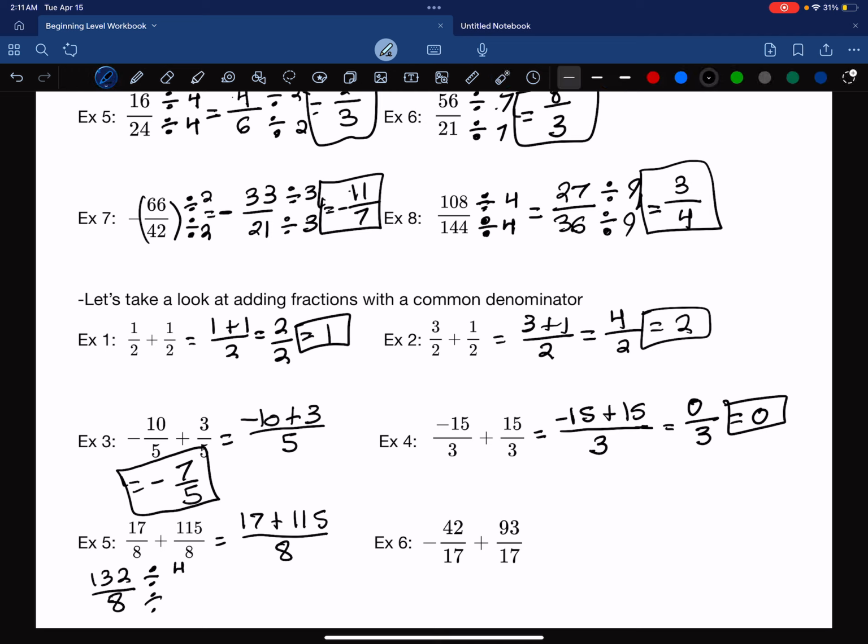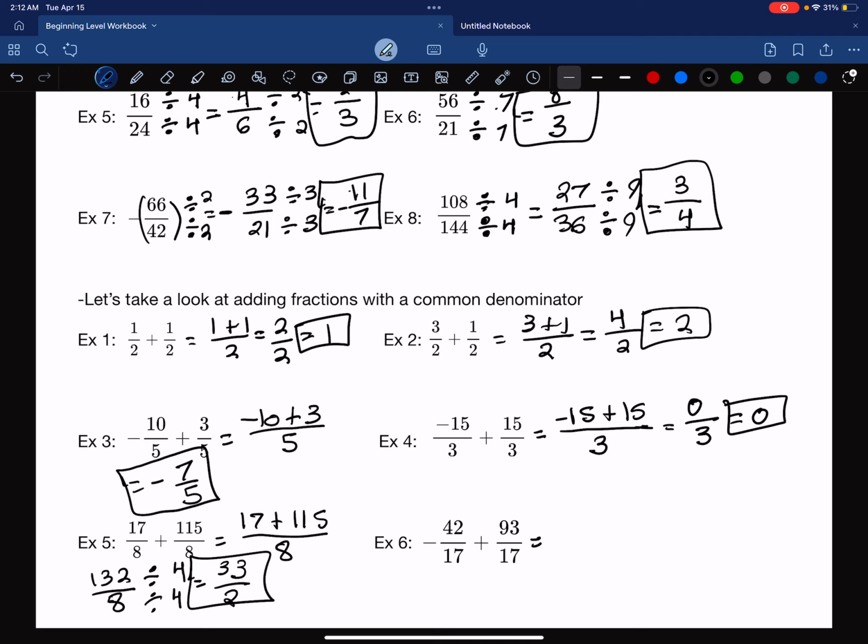So in this case, they're actually both divisible by 4, or we can both divide them by 4. And 132 divided by 4 is 33. And then 8 divided by 4 is 2. So we have 33/2. That's our answer for this one.